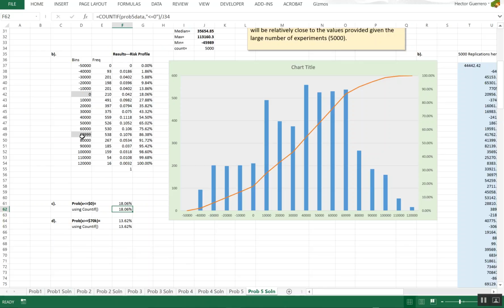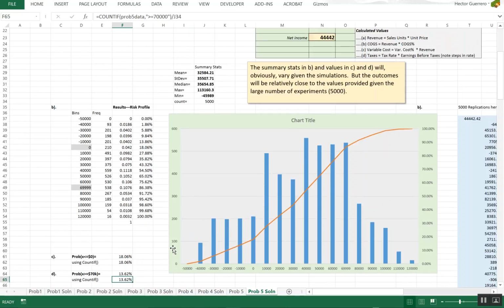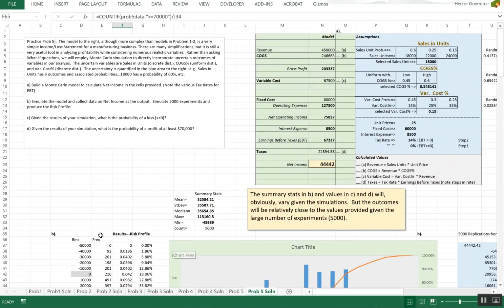And then I did the same trick here as I did in problem 4. I'm interested in 70,000 or more, so I set this to 69,999, and I'm going to subtract 1 from that, which gives me 70,000 and above, and that's 13.62. And I also use the COUNTIF function to replicate that value, and in fact I get the same thing. All right, that's problem number 5, and we are now done with all the Novice problems in Module 4.